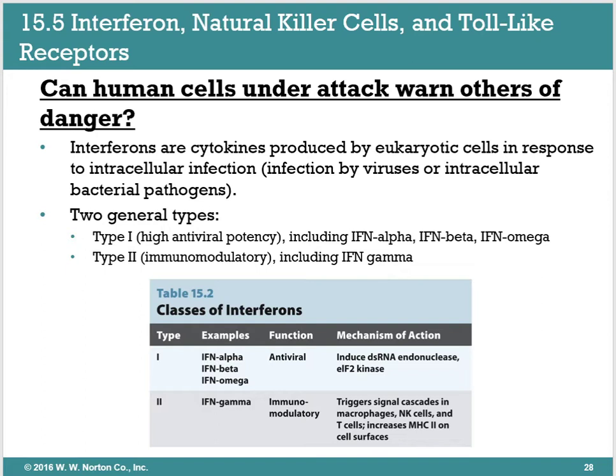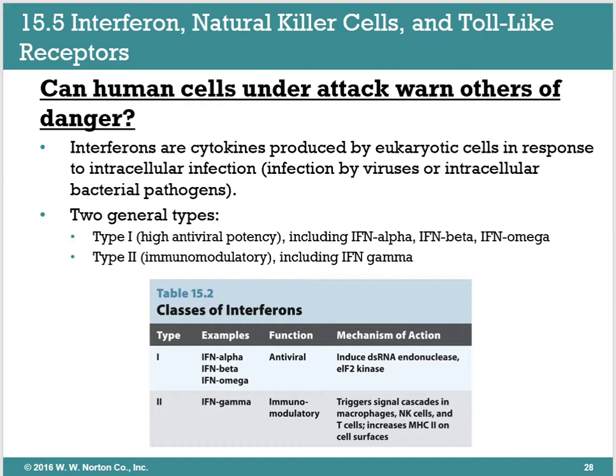Okay. So with that, let's talk about other types of molecules in our innate immune system. We have something called interferons. These are a type of cytokine. We make these in response to intracellular infections. There are two main types that I want you to know, type 1 and type 2. Type 1 is comprised of interferon, abbreviated as IFN, alpha, beta, and omega. These function for antiviral infections.